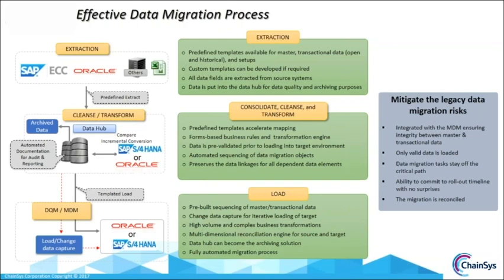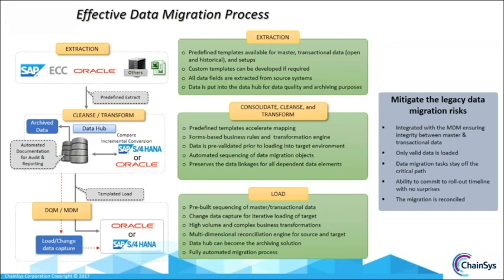And when we use forms-based business rules and a transformation engine that facilitate the process, data is pre-validated before it gets loaded into the target environment. And what does that mean? Well, we bring in the check tables from the target system, and we validate those within that data hub. So before you bring information into the target, you know it's information that's going to load properly. So we're not loading information into the target system and then have to clean it up. We clean it up in advance and load information we know will load.